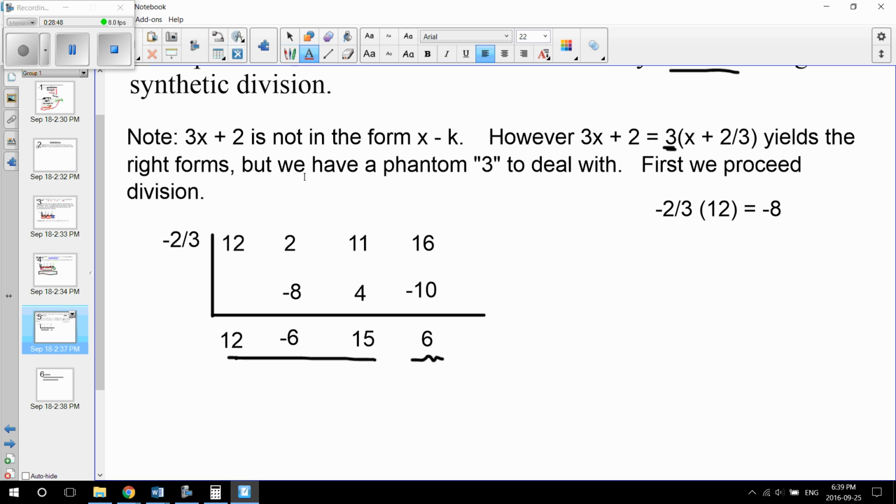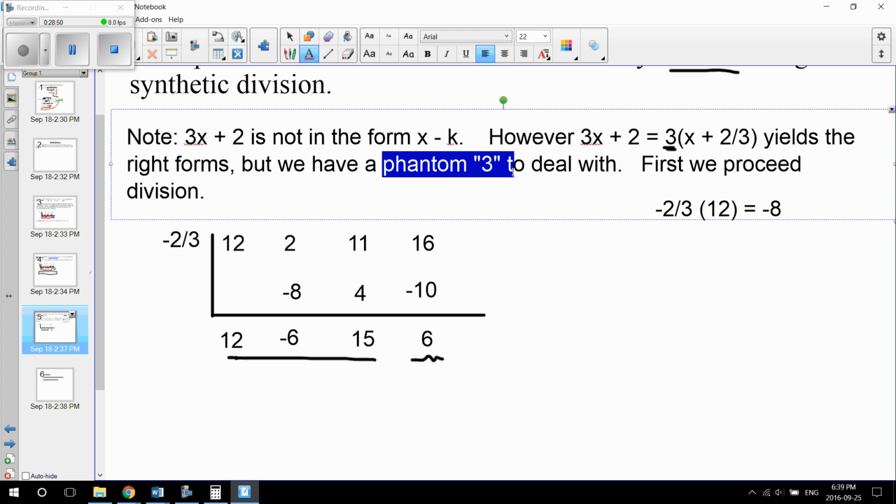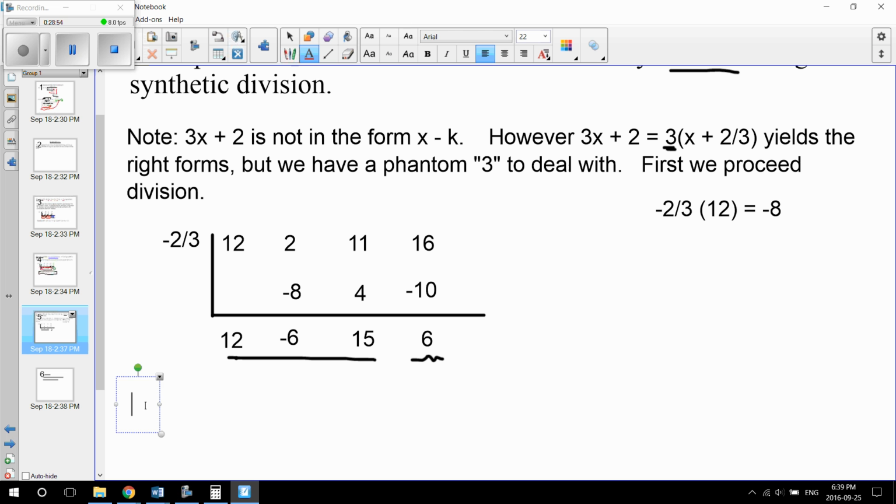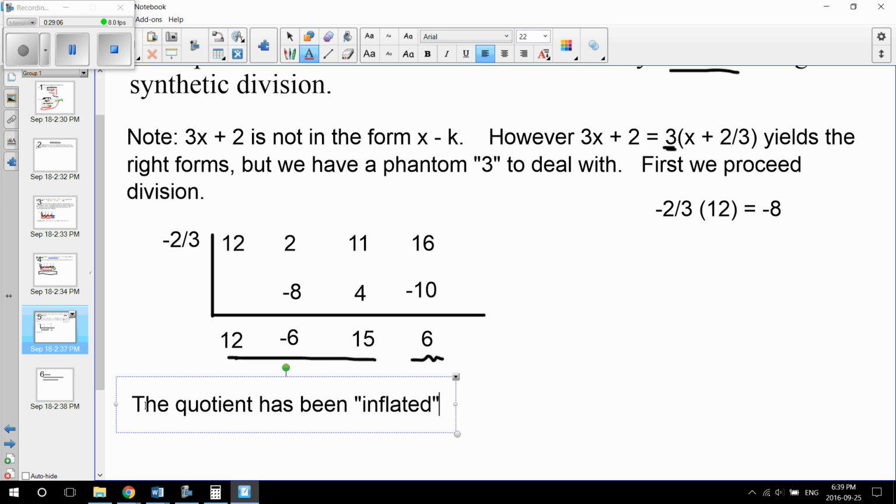But now we have to go back and deal with that phantom 3 that we talked about before we look at our final answer. So what this means is our quotient, which is that final answer that we're getting, has been what's called inflated because we factored out that 3. So it's been inflated by the factor of 3. And this is the 3 we removed earlier.